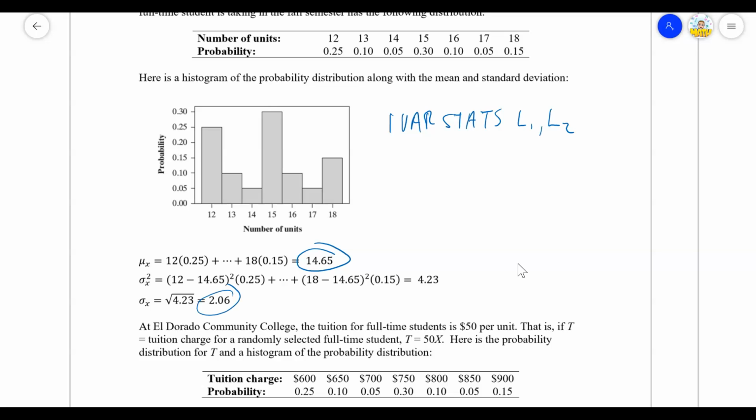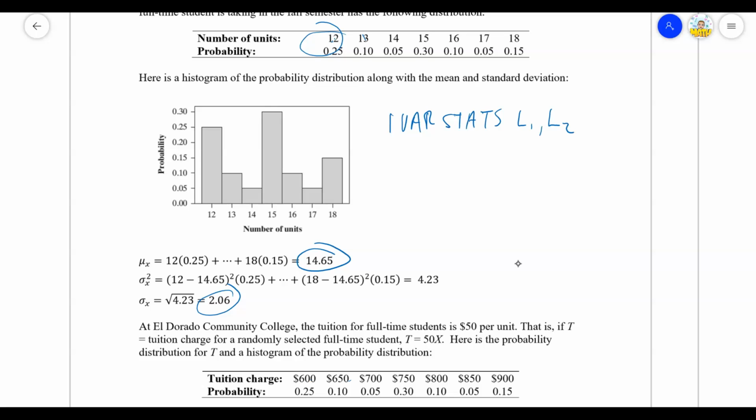Okay. Well, now we're going to add a layer to this. We're going to change the variable from number of units to a tuition charge. It's $50 per unit. So let's remember these two numbers here, 14.65 and 2.06. What's going to happen is we're going to multiply all of these numbers up here by 50. So 12 times 50 is 600, 13 times 50 is 650, and so on. You can see the probabilities are the same.